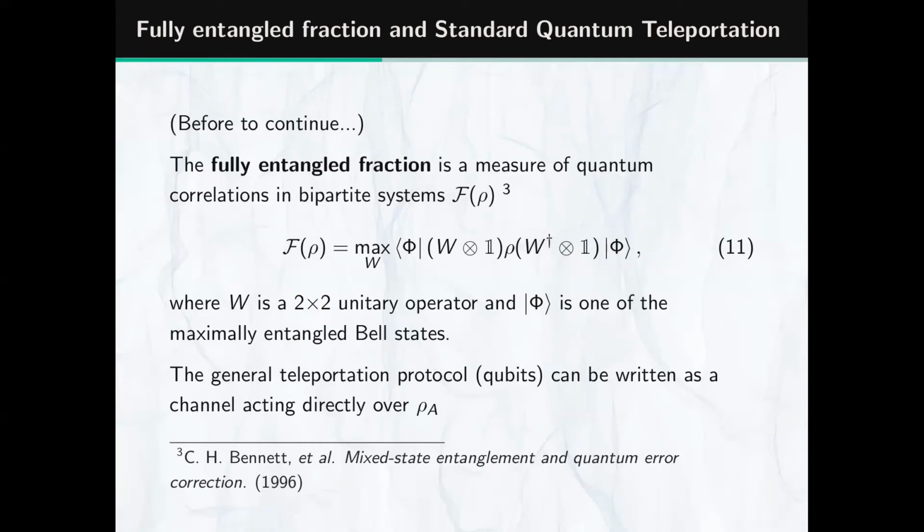The maximization is over the unitaries. Yes, but changing unitaries. The family of all locally equivalent maximally entangled states. That's correct. Well, so of course, if rho is one of the maximally entangled states itself, it will be one. Exactly.